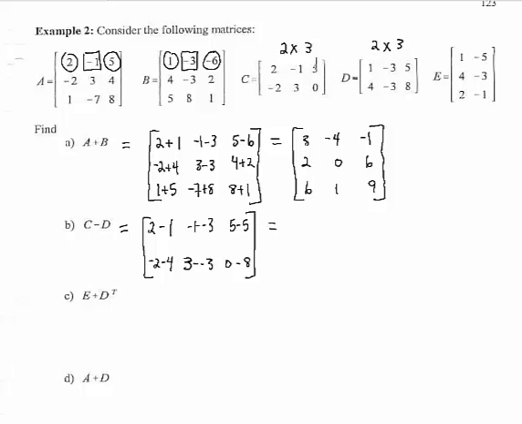So if we add or subtract two matrices that are 2 by 3, then we end up with a matrix that is 2 by 3 as well. So 2 minus 1 would be 1. A negative 1 minus a minus 3 is 2. 5 minus 5 is 0. Negative 2 minus 4 is a negative 6. Then 3 minus a minus 3 is a plus 6. And then a negative 8.